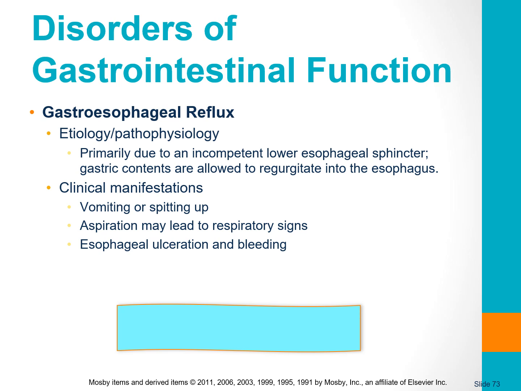Okay, moving into GERD, so gastroesophageal reflux. Again, this should be a reviewed concept. This is typically because of an incompetent lower esophageal sphincter. In kids, this is seen with chronic cough, wheezing, and pneumonia. So kids are spitting up or vomiting a lot. Aspiration may lead to respiratory signs, and esophageal ulceration and bleeding is when it becomes more severe. We diagnose this by health history, growth and weight patterns, and upper endoscopy if indicated.